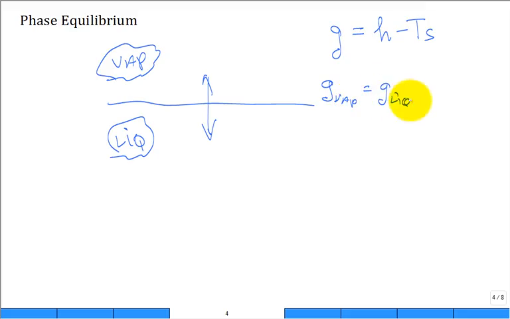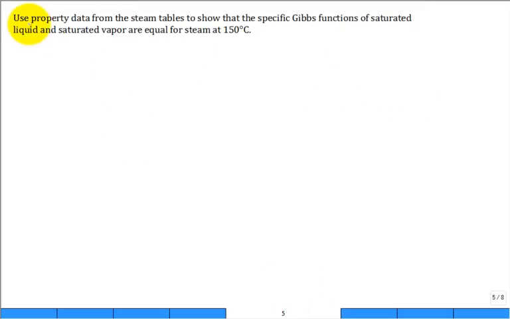And you can even test this. All right? So right here is a problem. It says, use property data from the steam tables. What's in the steam tables? Enthalpies and entropies. And show that the specific Gibbs function, that's the lowercase g, defined as h minus Ts, of saturated liquid and saturated vapor are equal for steam at a given temperature of 150. So it's like this.